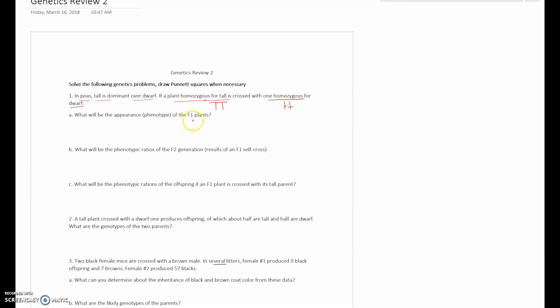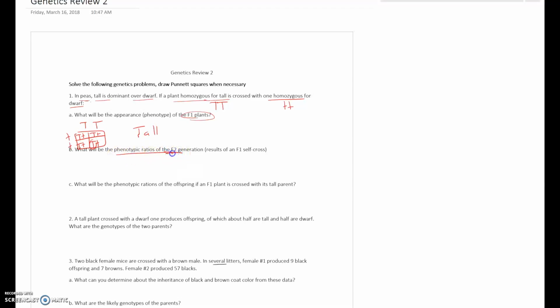What would be the appearance or phenotype of the F1 plants? To get F1, we're crossing our two parents, a big T with a little t, and we get a cross with all big T's. They all have the dominant allele in them, so they would all be tall in this case.